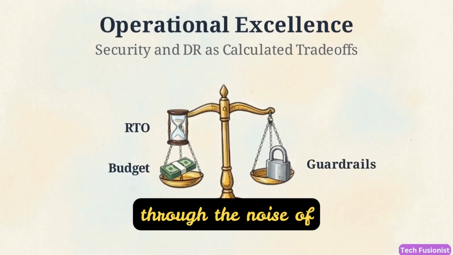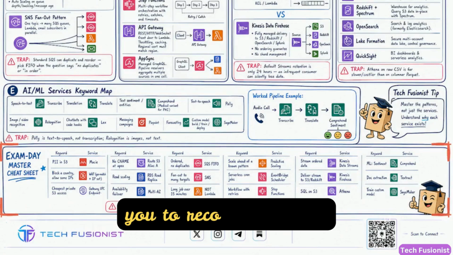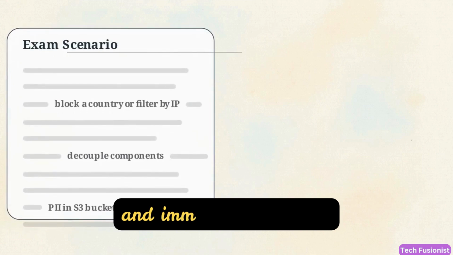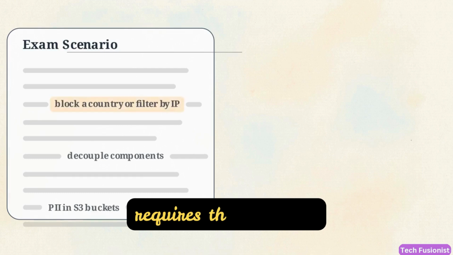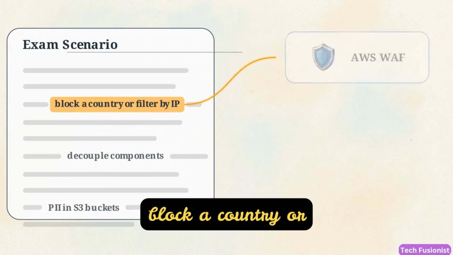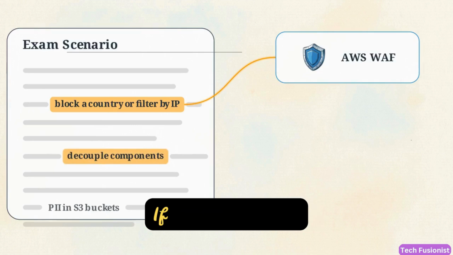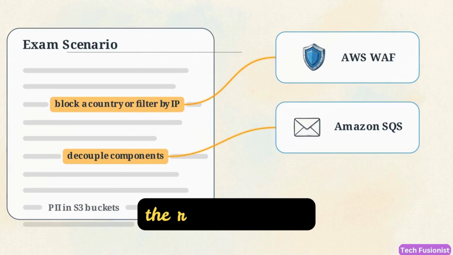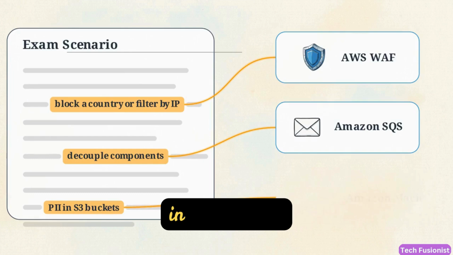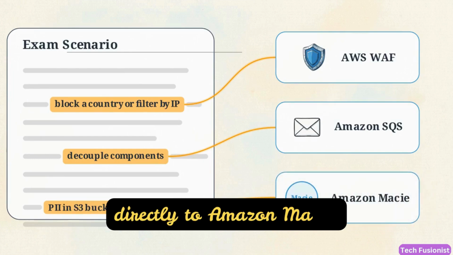You can cut through the noise of dense exam questions by building a mental framework of keyword maps. This allows you to recognize specific architectural requirements and immediately identify the corresponding service. For example, when a scenario requires the ability to block a country or filter by IP, that leads directly to AWS WAF. If a task requires you to decouple components in a microservices architecture, the required service is SQS. When the audit team needs to discover PII in S3 buckets, that specific operational requirement points directly to Amazon Macie.